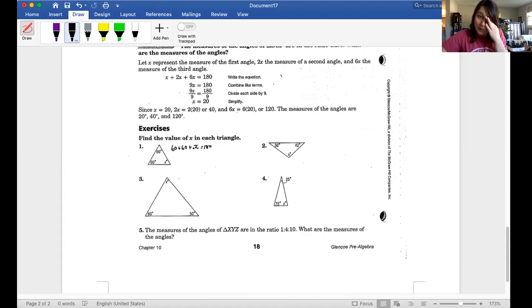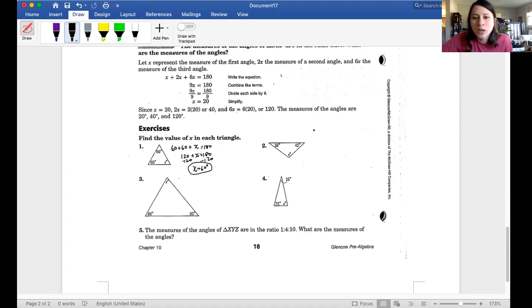So 60 plus 60 is 120. And then we're gonna subtract it from 180. So minus 120 on both sides. And 180 minus 120 is 60. So angle X equals 60 degrees. And you can put a little degree sign above so that you know that X equals actually a degree measurement.